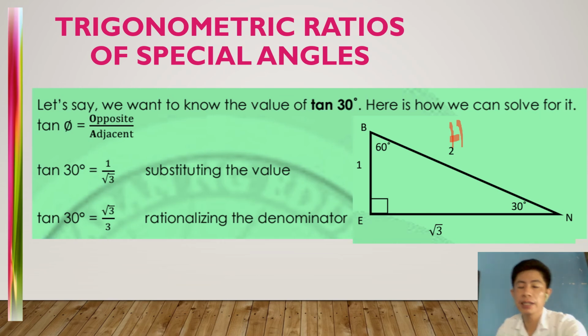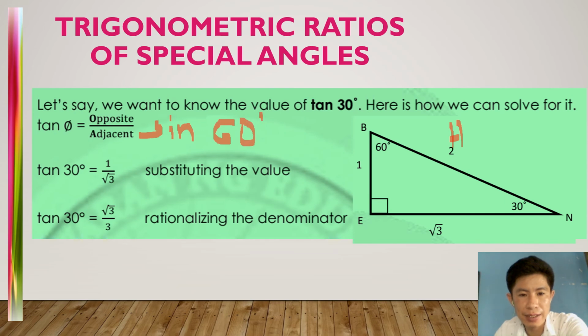Okay, wag na natin tanggalin to kasi yan naman talaga ang ating hypotenuse. So, this time, try natin hanapin ang sine 60 degrees. Okay, what is the value of sine 60 degrees? Okay. Since 60 degrees yung nandito, ito ang ating magiging reference angle. 60 kasi yung nandun. So, kung ito yung reference angle, ito ang ating magiging adjacent. Kasi yan yung malapit. Then, ito ang ating magiging opposite.